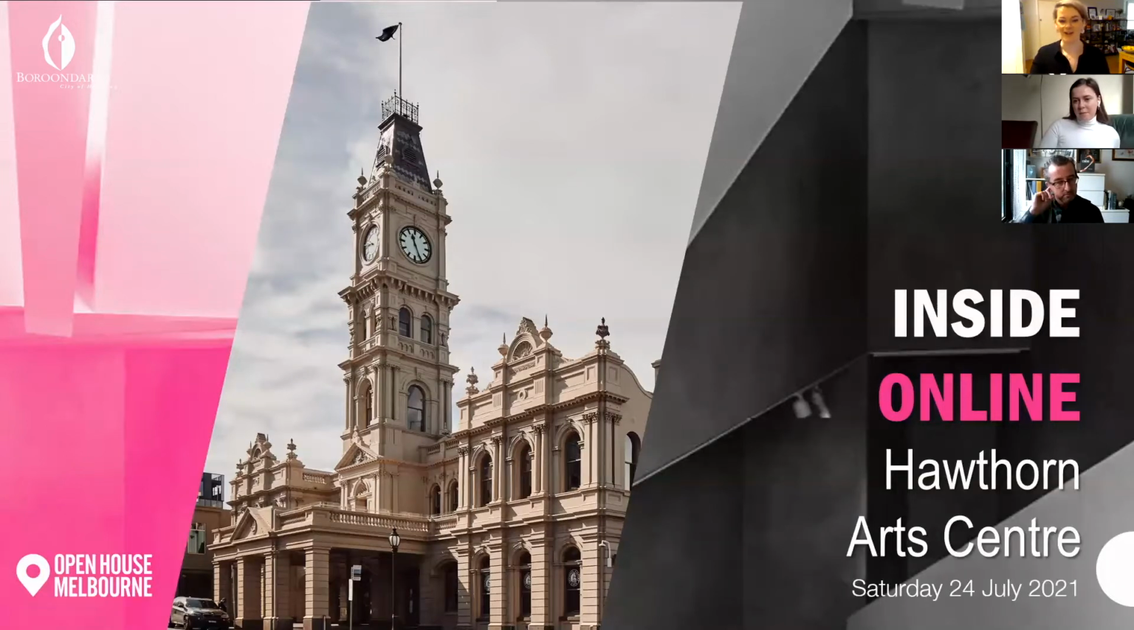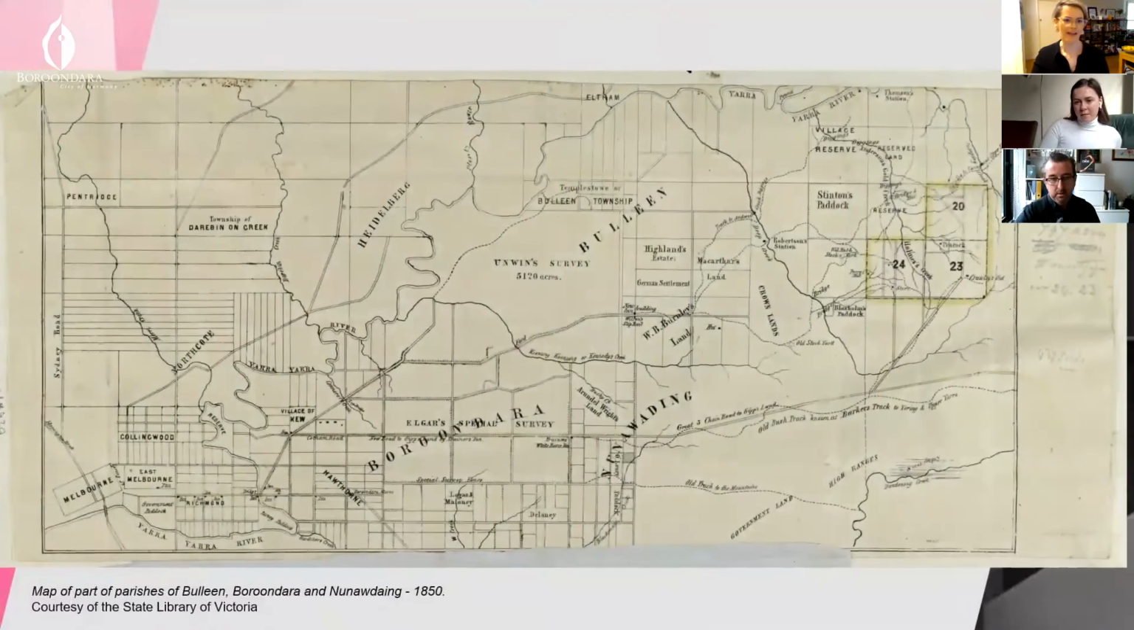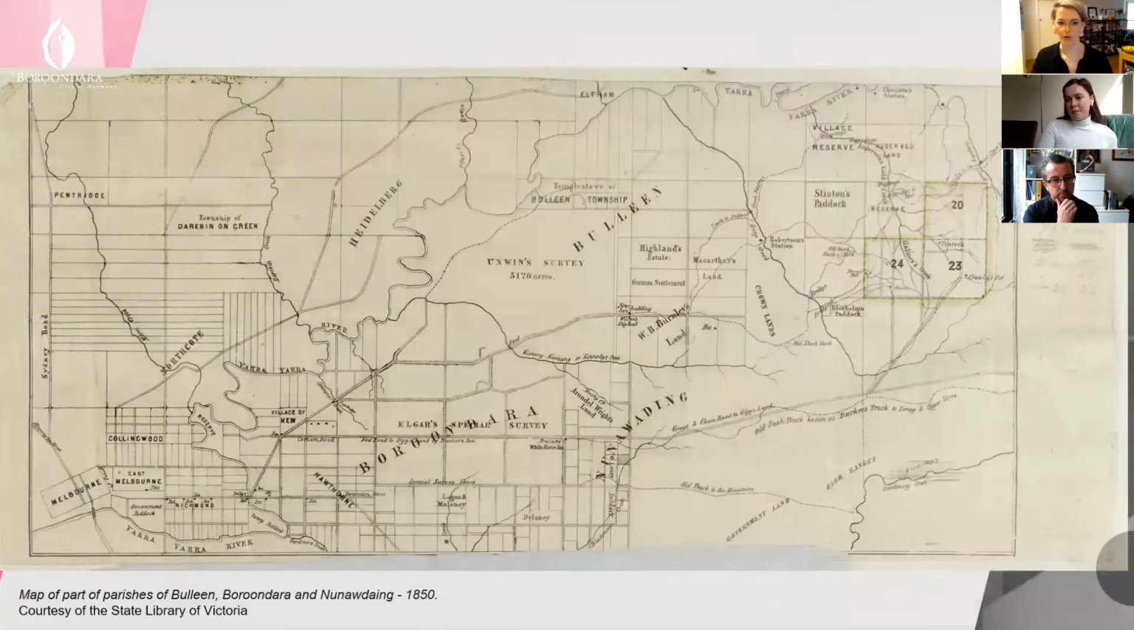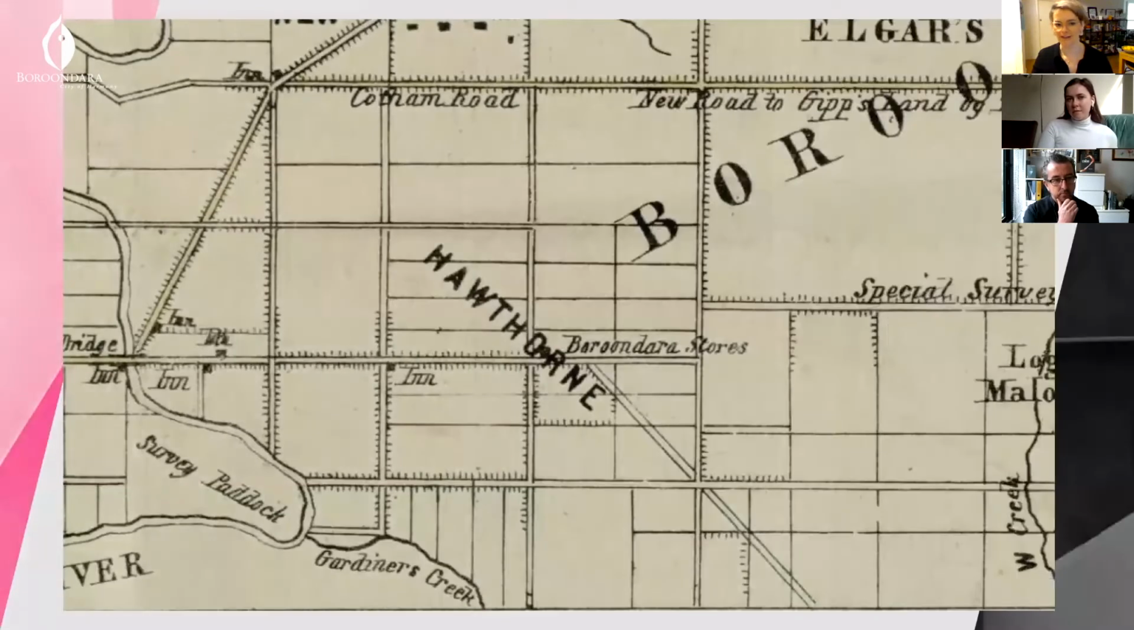Yep. So probably I'll take you back to 1850, when the parish of Boroondara was laid out, and it did include Camberwell and Kew. The word Boroondara is thought to be an Indigenous word meaning the ground is thickly shaded. And this was the beginning. Also, this is a map, and you can see the parish of Nunawading and Bulleen on this as well. But the parish of Boroondara or Hawthorn was around this area.